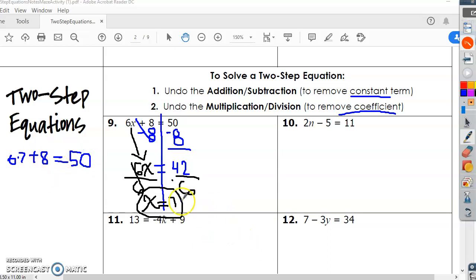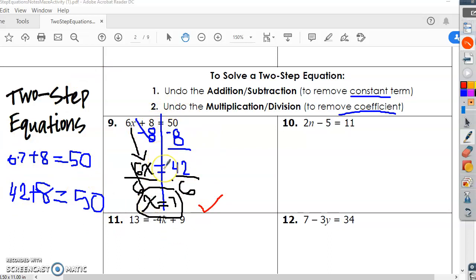Let me see if that is true. If it is, then that means my answer is correct. So multiplication first, right? Order of operations: multiplication comes before addition. 6 times 7 is 42. And 42 plus 8 is 50. So that means that my answer is correct. Now, you don't have to check every single time, but this is very helpful if you're in doubt. You can check your answer.